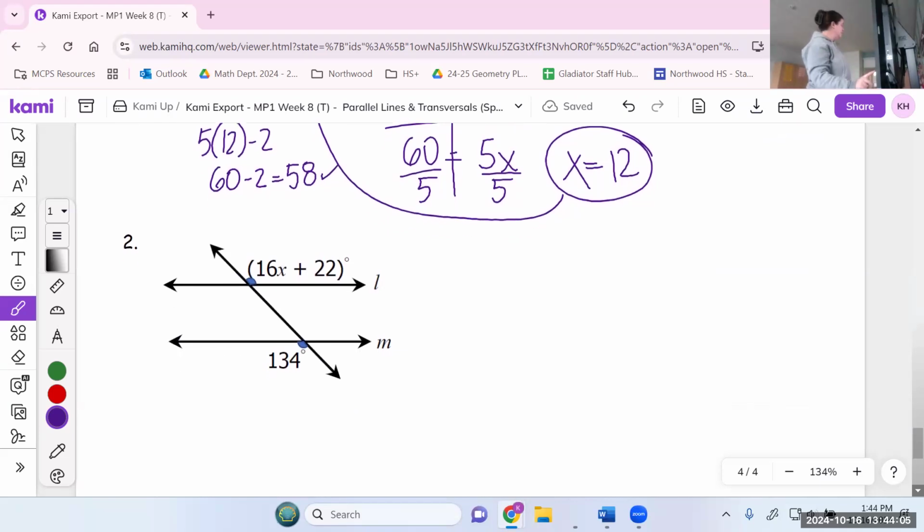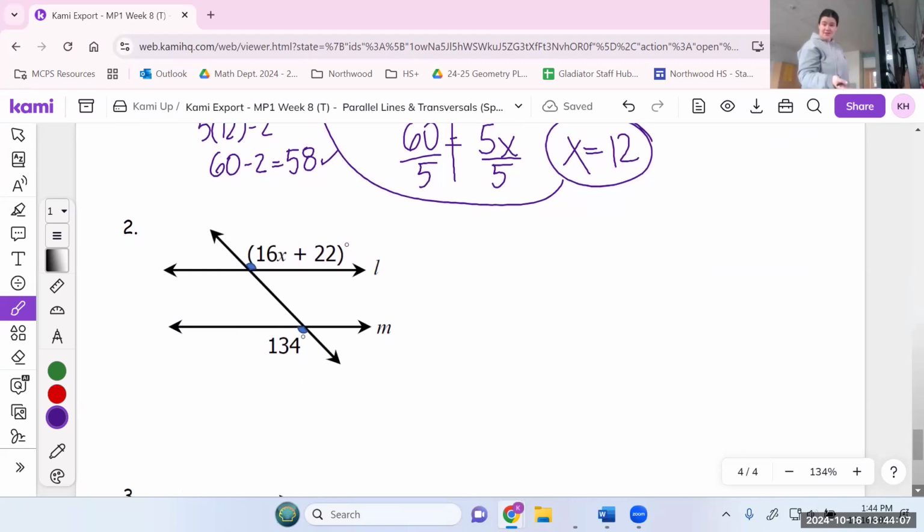For these last two, I'm going to have you tell me what type they are, right? Do that checklist. Either set them equal or add them to 180. If they're congruent, just set them equal to each other. If they are a linear pair or supplementary in some way, they're adjacent to one another, then they're going to add to 180.